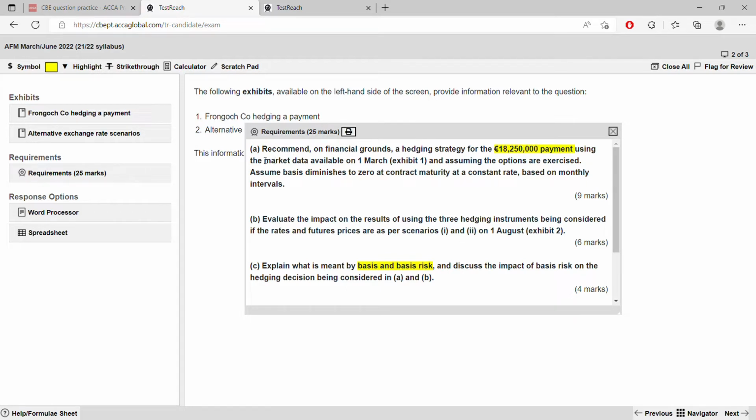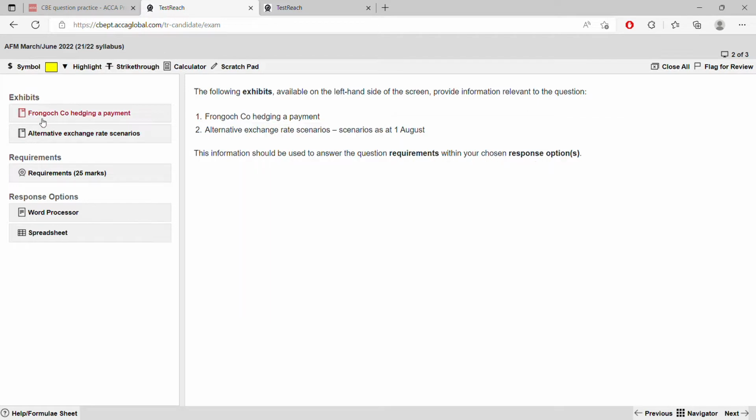Requirement number A, recommend in financial terms a hedging strategy for this payment. B, evaluate the results of the 3 hedging instruments from exhibit 2 and explain what is meant by basis and basis risk. So first we are going to go through exhibit 1.